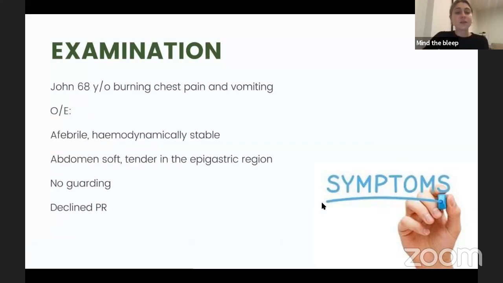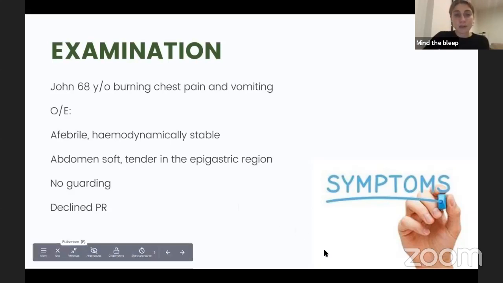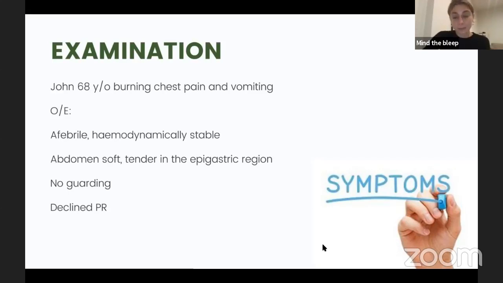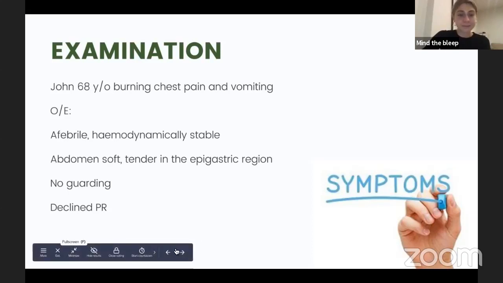All right, so on examination, John is hemodynamically stable. He doesn't have a fever. His observations are all normal. His abdomen is soft on palpation. There are no masses, but he's tender in the epigastric region. There's no guarding, and the patient declined the PR exam because he thought that there is no indication for it.